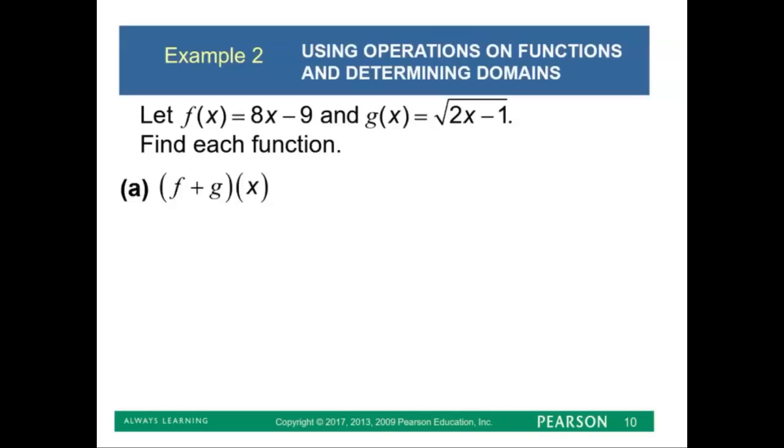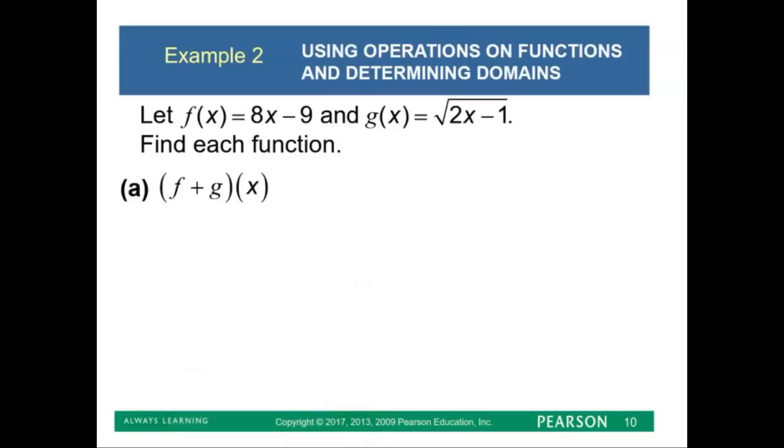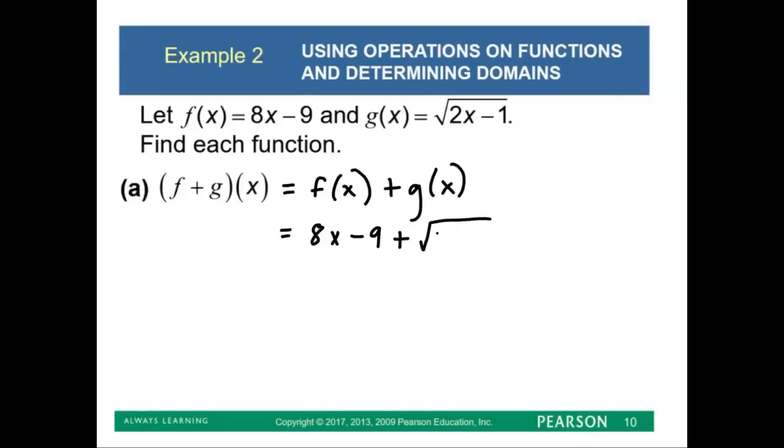Let's find, for this example, f plus g of x. So we use our definitions to split this up into f of x plus g of x. We're simply going to add our functions together. So we get 8x minus 9 plus the square root of 2x minus 1. Now this is as simplified as our expression can get, so we're going to leave our answer just like that.